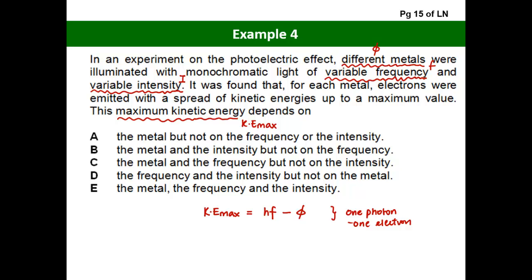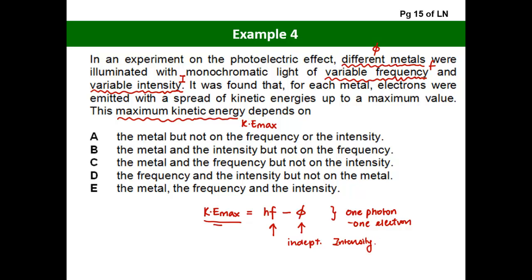So if we look through all the options, can you tell me which are the options that are obviously wrong? So let us go through the options. What we can see is that KEmax is only dependent on two variables. It's dependent on frequency and work function, and it's actually independent of intensity. So let's go through the options very quickly. Which are the ones that are obviously wrong?